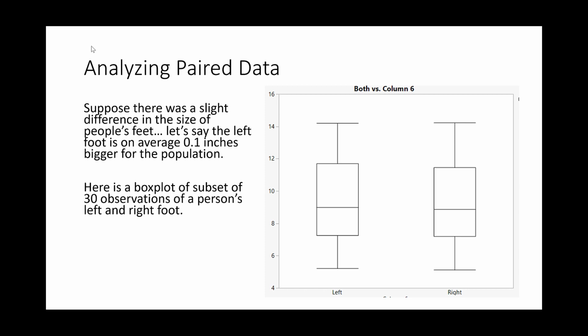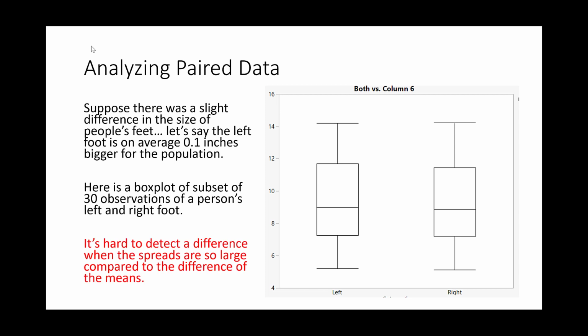What I did is I created a simulation where the average person's left foot is a 1/10 of an inch bigger than right foot. That's not to say everybody's left foot is a 1/10 of an inch bigger. Some people have more than a 0.1 inch difference. Some people have less than a 0.1 inch difference. And so with this simulation, I randomly sampled 30 people and I made a box plot of their left feet and their right feet. I don't think you'd be able to detect a difference.